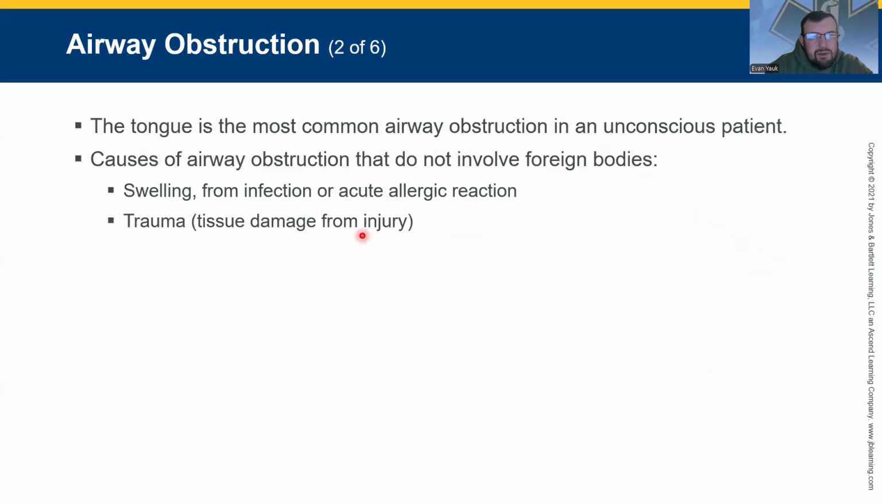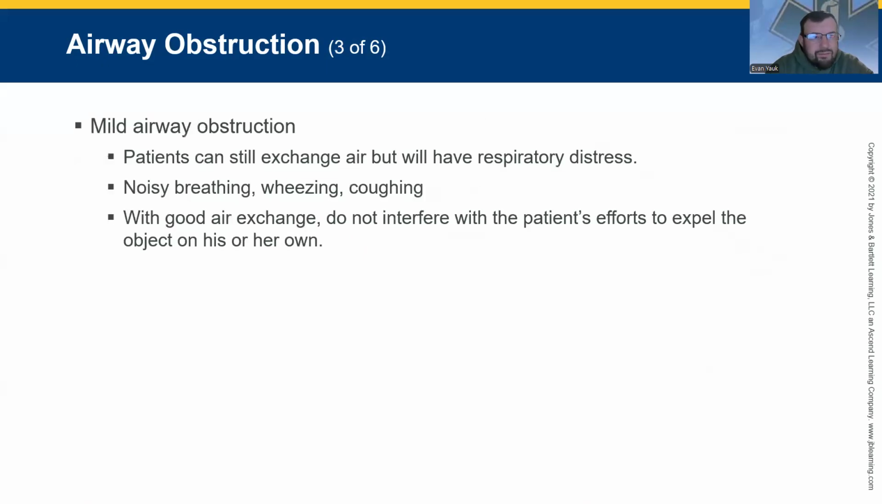So we've talked about the tongue being the most common airway obstruction in an unconscious patient. Obstructions that do not involve foreign bodies include swelling from infection, acute allergic reaction, or anaphylaxis. Trauma, tissue damage, or injury can cause that swelling.